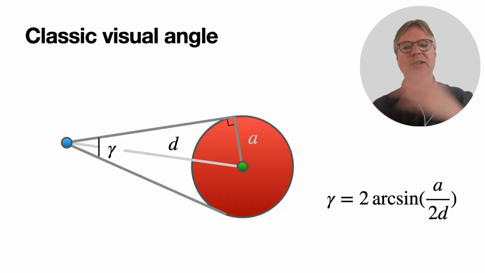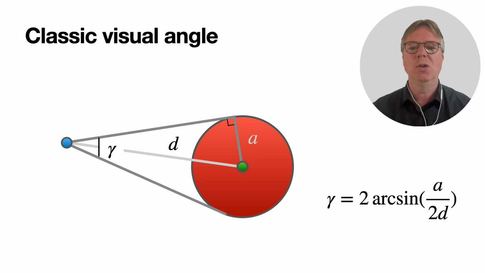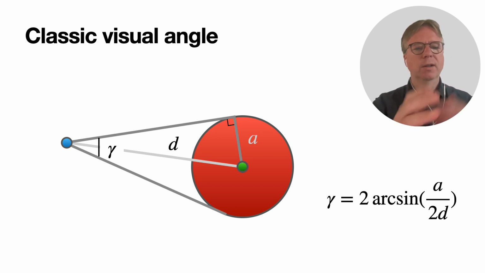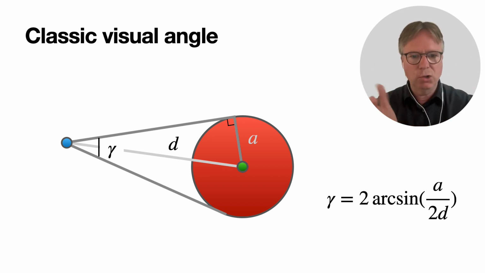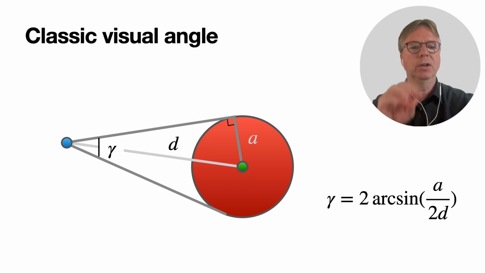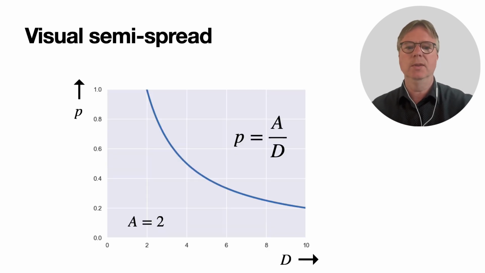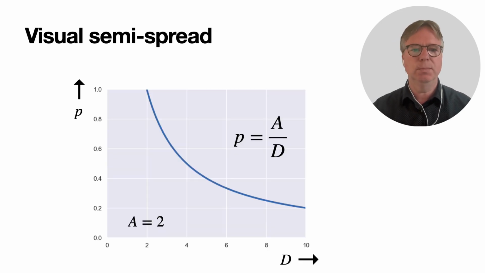So if we compare this to the classic visual angle, then there is an arc sine and the A over 2D. Well, of course this is similar and also correct, but it's not so easy to see unless you're very familiar with the arc sine function to see what the relations are. And since the P is A over D is a simple formula, it's way easier to grasp and to work with.